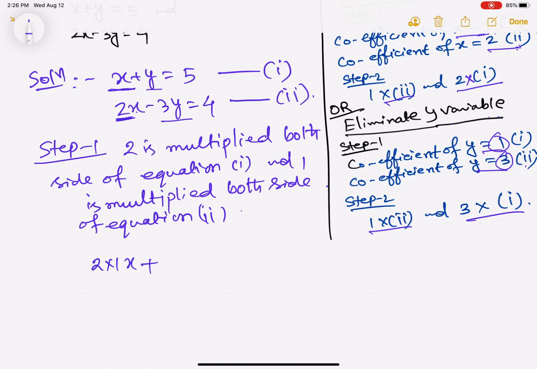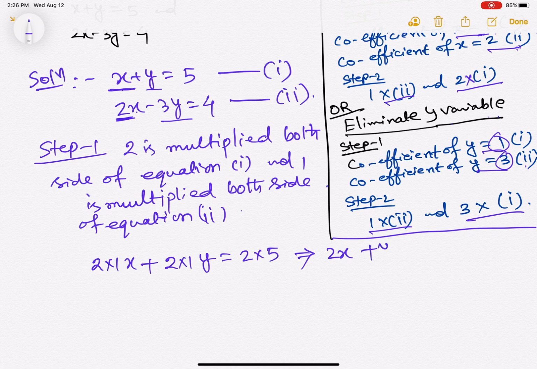So now here in equation 1, 2 is multiplied both sides, which is 2 into 1 into x plus 2 into 1 into y equals 2 into 5. So simplify the expression here. We get 2x plus 2y equals 2 into 5, which is 10. This equation is named equation 3.